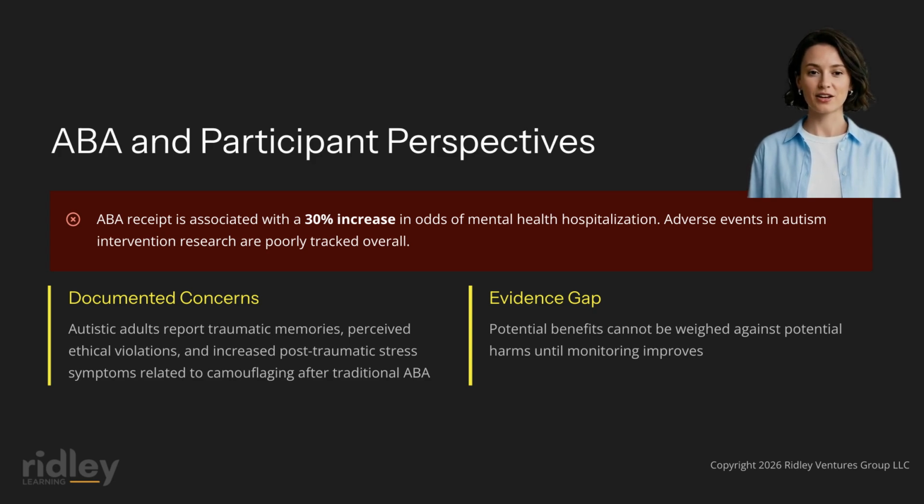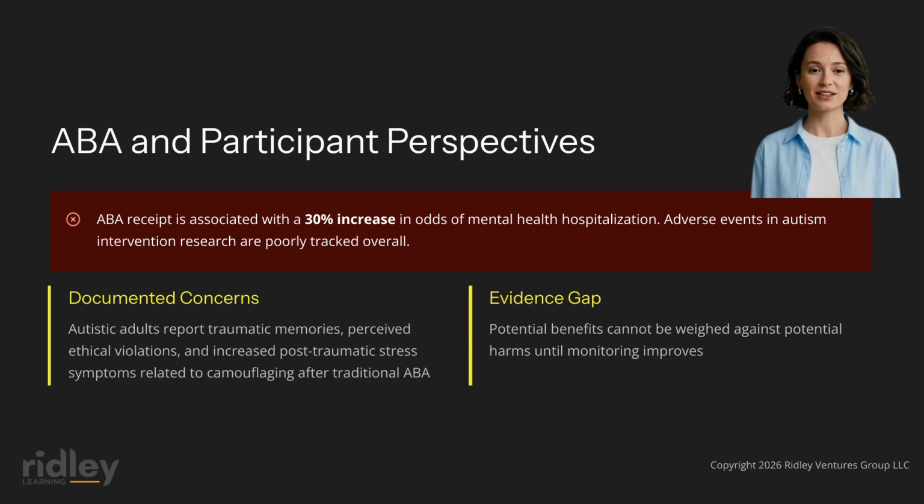Aguirre Matanus and colleagues' 2026 analysis of 17,120 autistic youth, matched with 17,120 controls in a United States national insurance claims dataset, found that ABA receipt was associated with a 30% increase in the odds of mental health hospitalization, a finding that reached statistical significance, although no relationship between ABA dosing and documented post-traumatic stress disorder or suicidality was detectable within the claims data.